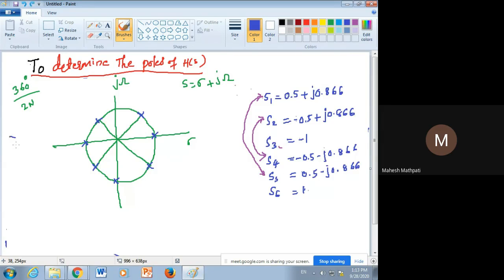ठीक है? Now, so this I am going to write as S1, and this I am writing as S2, and this is S3, and this is S4, and this is S5. Sorry, it is not at this point. यहाँ पे नहीं आएगा आपका पोल, will not be there.